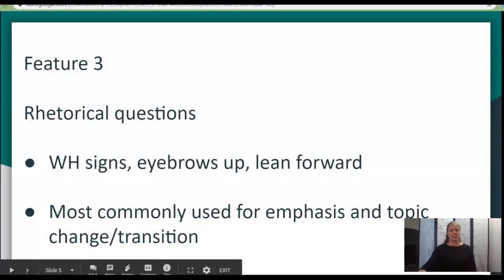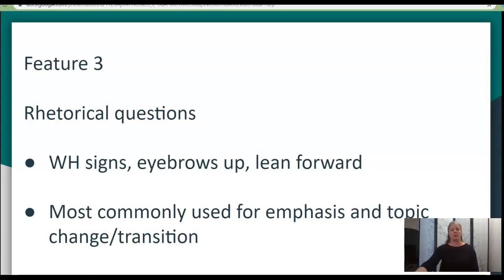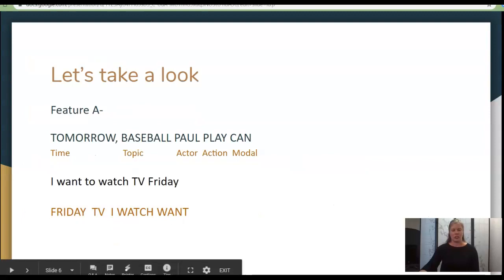Okay, so going back to our rhetorical questions, that's where it gets a little bit different. It's going to be one of our WH signs, so a who, what, where, when, why, those types of things, but your eyebrows are going to go up, there's a little bit of a lean forward, and then the signer, myself, or the deaf person who you're voicing for is going to answer their own question, hence the rhetorical part of it. And then commonly these are used for emphasis as well as topic changes or transition between ideas. Okay, so that is kind of all of that in a nutshell.